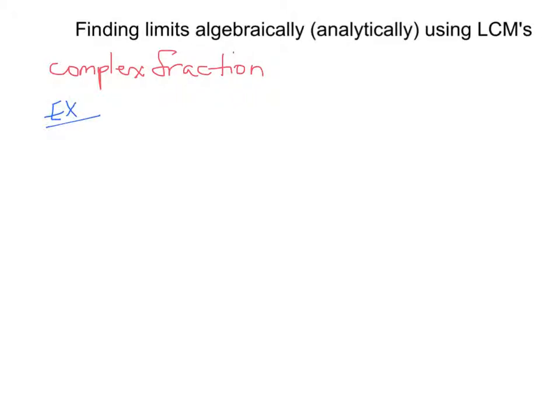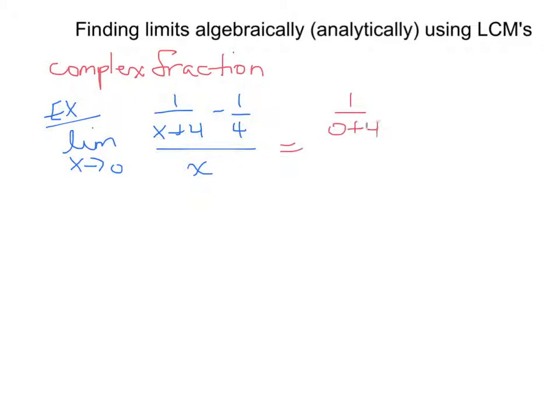First example says, let's find the limit as x goes to 0 of 1 over x plus 4 minus 1 over 4, all over x. So I'm going to do direct substitution, and I'm going to get 1 over 0 plus 4, which gives me 1/4 minus 1/4. Oh boy, I got 0 in the top. And if I substitute 0 in for x, I get 0 in the bottom. Ding, ding, ding. Have to do something else.